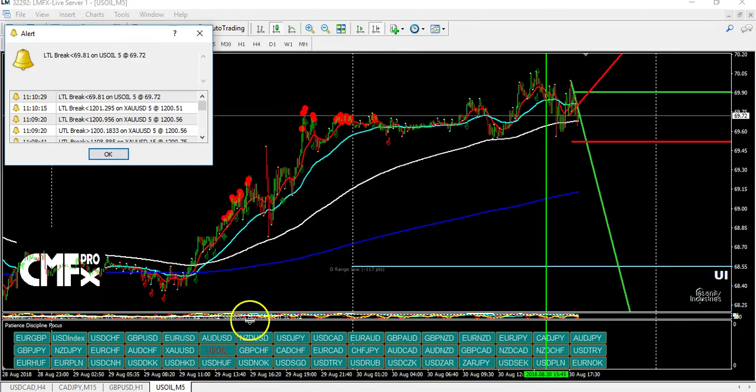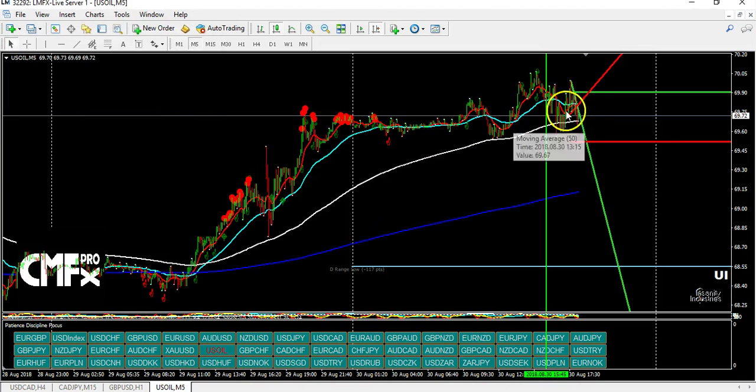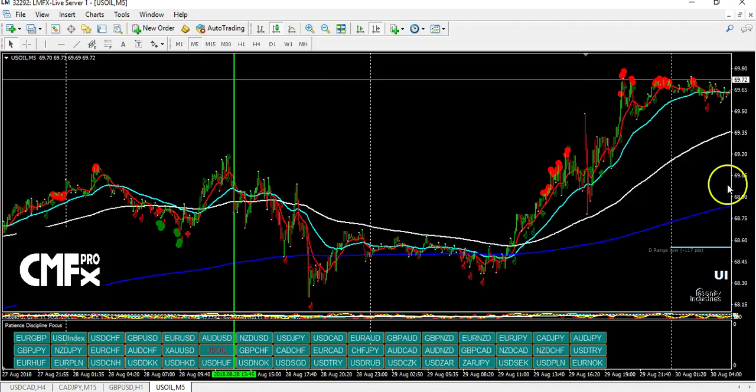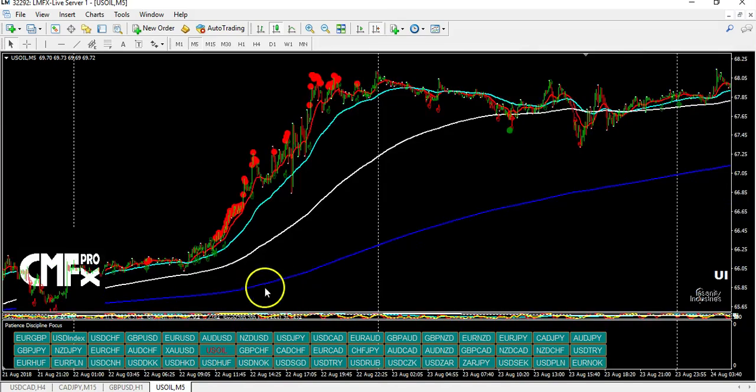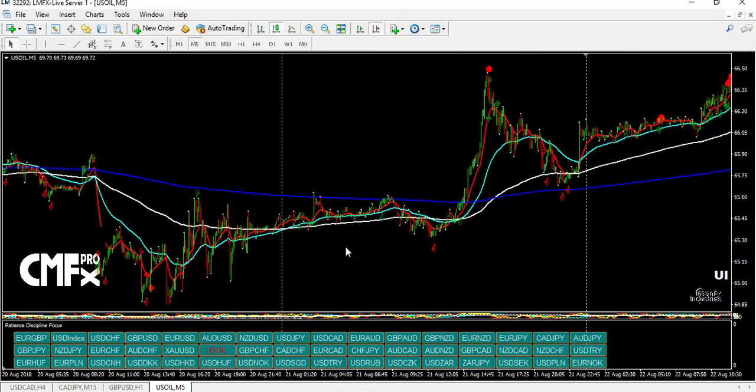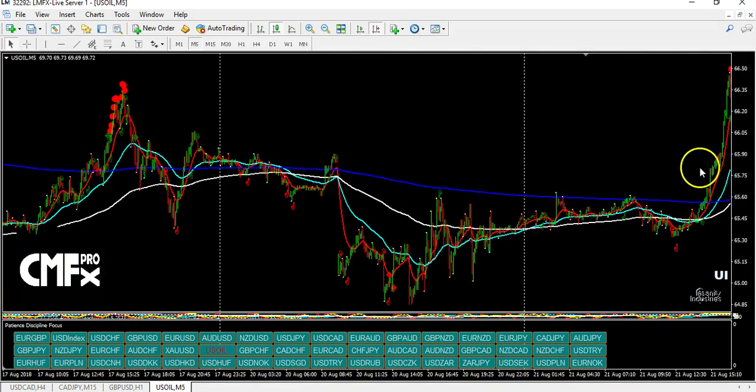Okay, U.S. oil, and nicely tightly ranging. Nothing really happening. Feeding off the previous low exhaustion. Or, let's see. Where are we at? Some really low exhaustion. It's gotta be here somewhere.